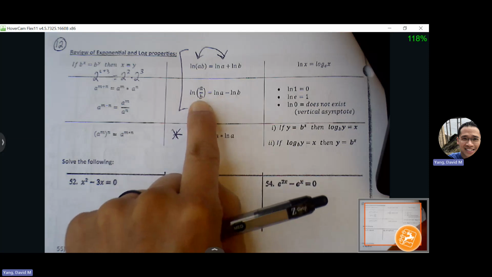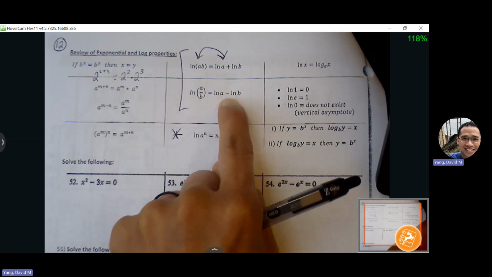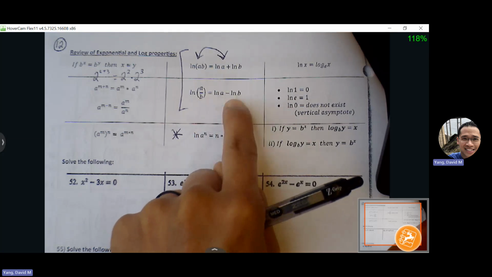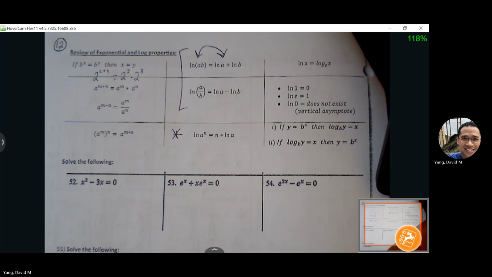Likewise, if I have natural log of a over b, I can expand that into natural log of a minus natural log of b. These are equivalent. Sometimes it's easier to move forward with the problem in the condensed form or in the expanded form, but it's just nice to know properties to give us some options in terms of solving an equation.